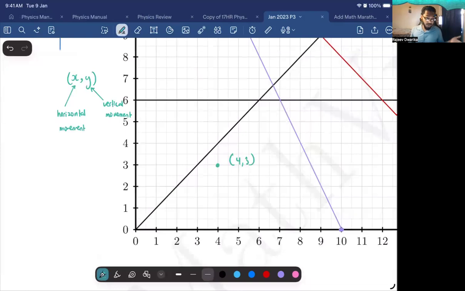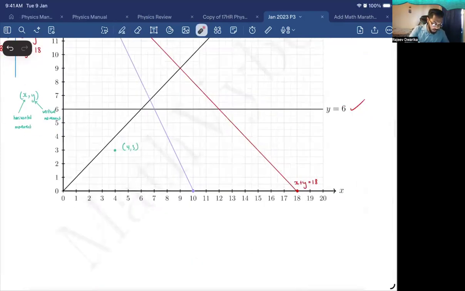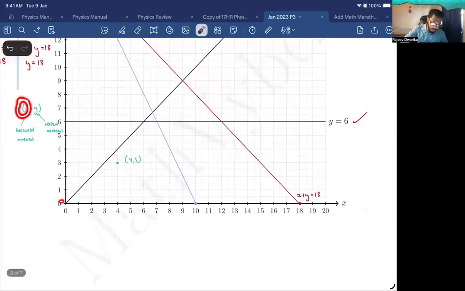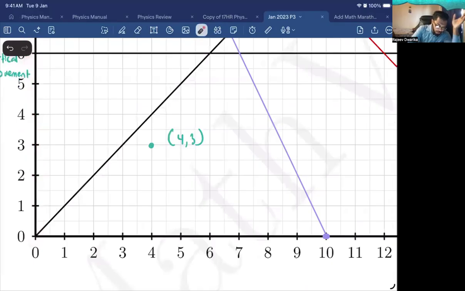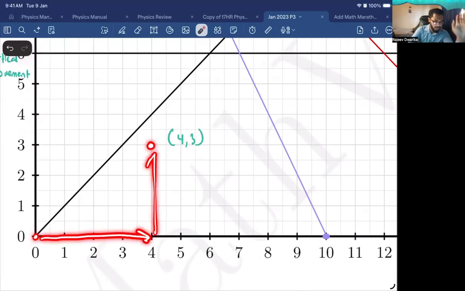For those of you who don't know, horizontal is left or right. If you're on the x-axis, you can only move left or right. And if you're on the y-axis, you can only move up or down. You understand that, Akil? Yeah. So you understand that this point is 4, 3 because from the origin, you'd have to move 4 spaces to the right and then 3 up.